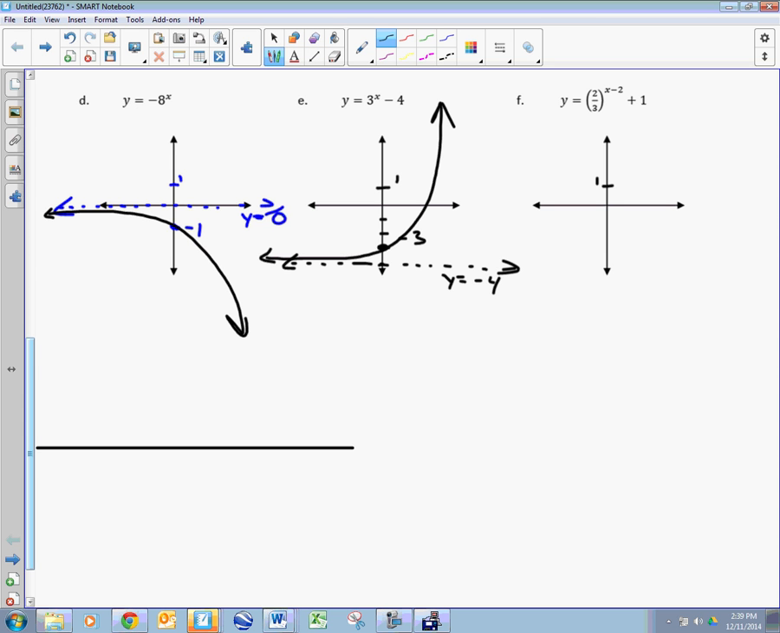What is 2 to the right and up 1? 2, 2. If I go 2 units to the right and up 1, I will get to the point 2, 2. The asymptote, it was at y equals 0. Now it will be at y equals 1. Because it's plus 1, so it shifts everything up 1.